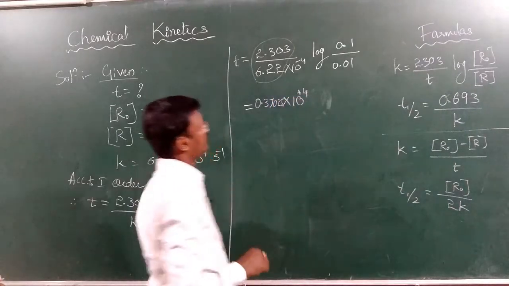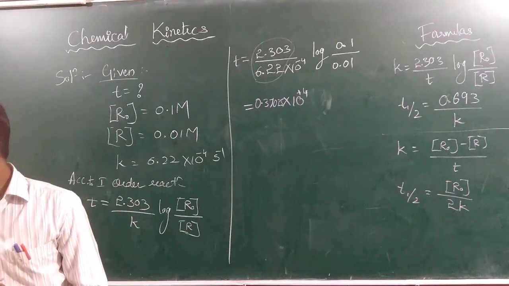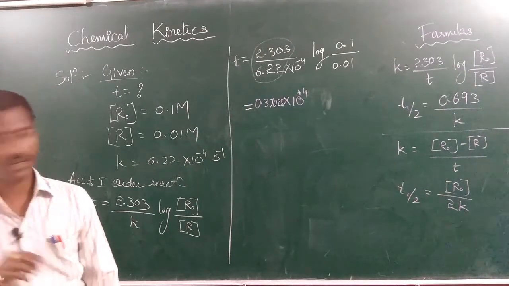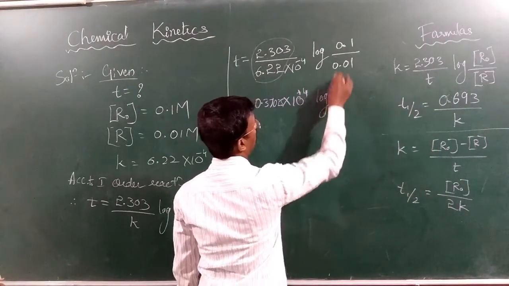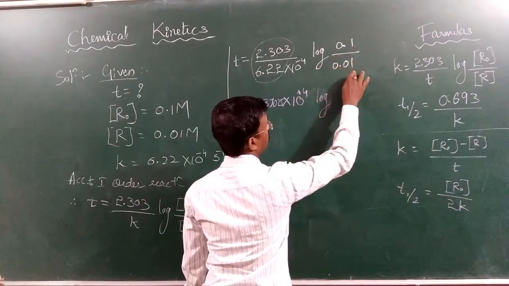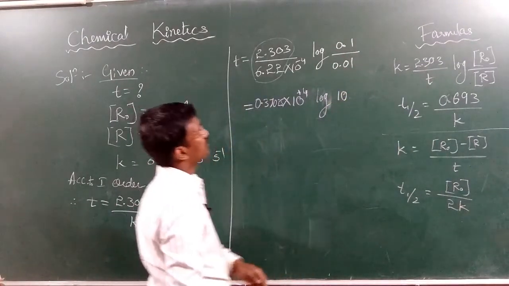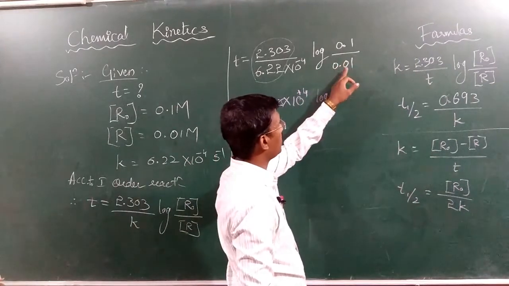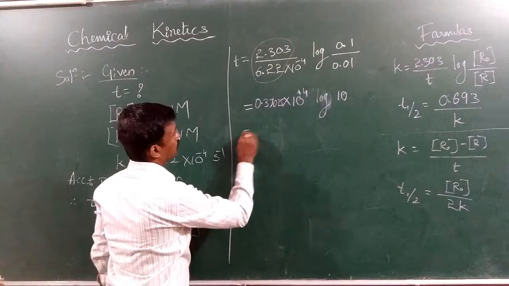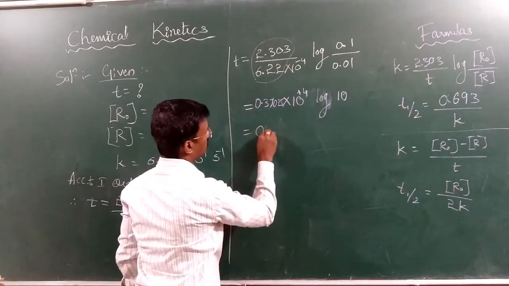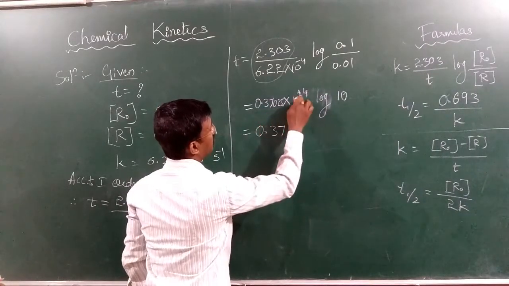0.37025. So some extended numbers are still there, but we have taken only this much. 0.37025 into 10 raised to 4, and the remaining log of 0.1 divided by 0.01 is log 10. Log 10 means 0.1 divided by 0.01, it becomes 10. So here we will keep this number as it is, 0.37025, 10 raised to 4.